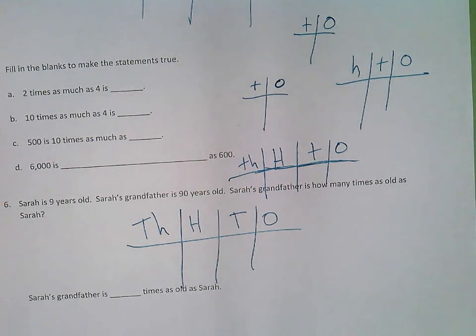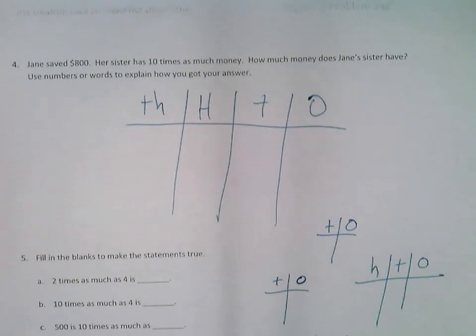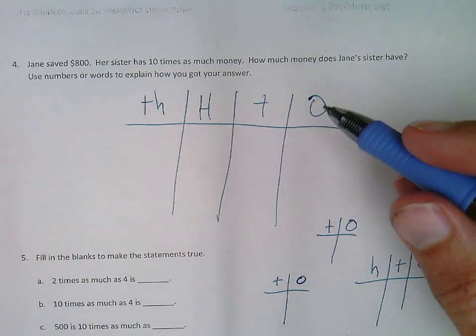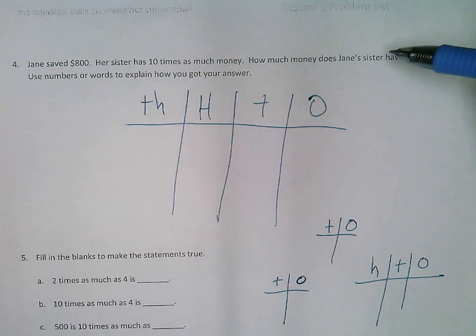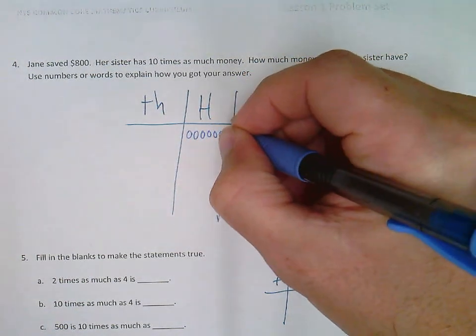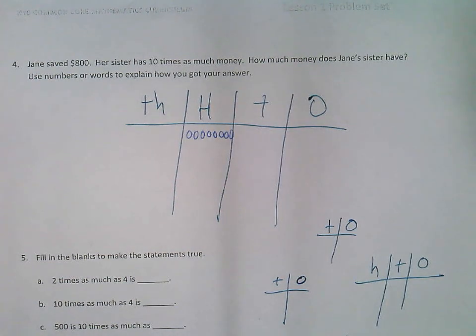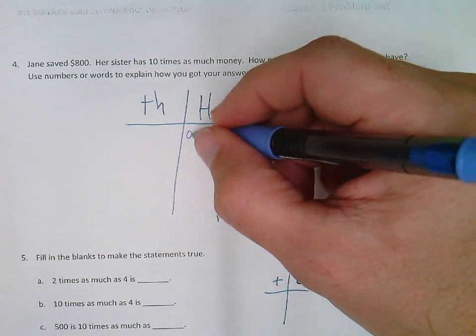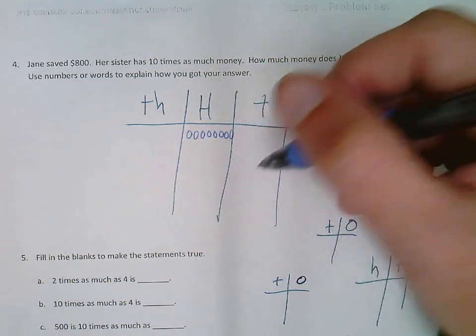And we are moving on to number 4. Number 4 says, Jane saved $800. Her sister has 10 times as much money. How much money does Jane's sister have? Use numbers or words to explain how you got your answer. So Jane saved $800. That would be 1, 2, 3, 4, 5, 6, 7, 8. That would be 800. And her sister has 10 times as much. So if we multiplied these 800s by 10, that would give us 80 hundreds.